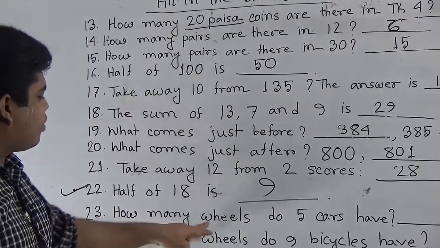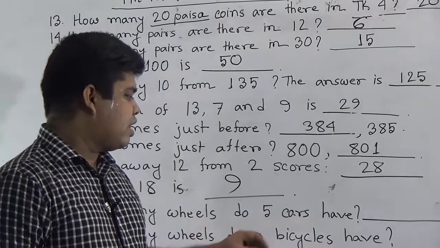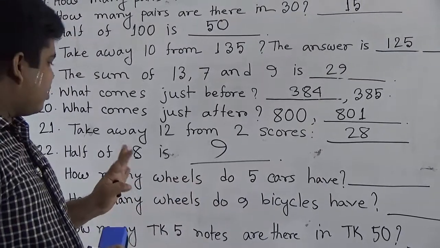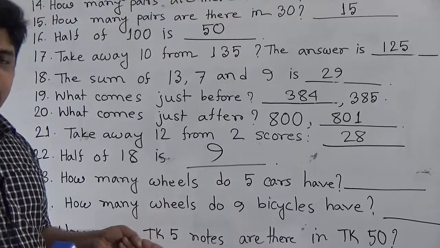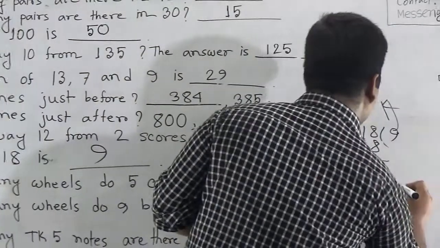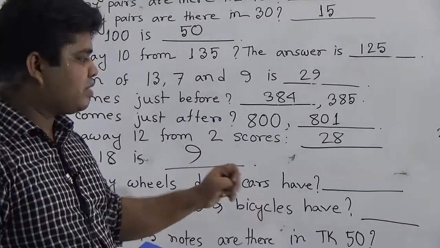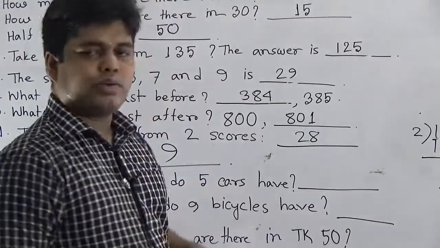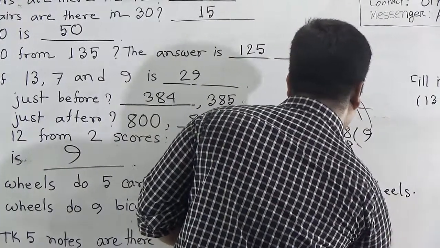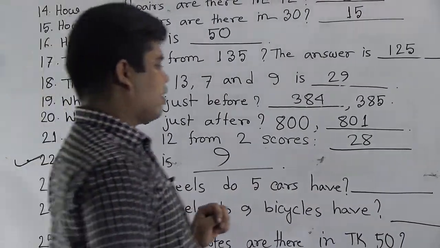Next, how many wheels do 5 cars have? My dear students, do you know 1 car equals how many wheels? I already know that you know 1 car equals 4 wheels. Next, how many wheels do 5 cars have? That means we multiply this 4 with 5 and we get the required answer. That means 4 multiplied by 5 is 20. So we say that 5 cars have 20 wheels. Okay, now write the answer.